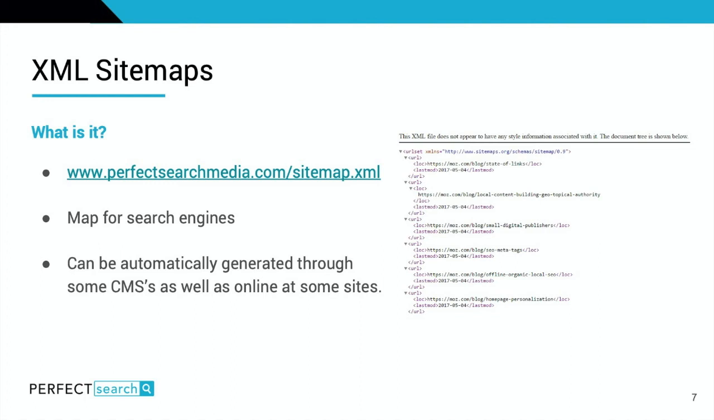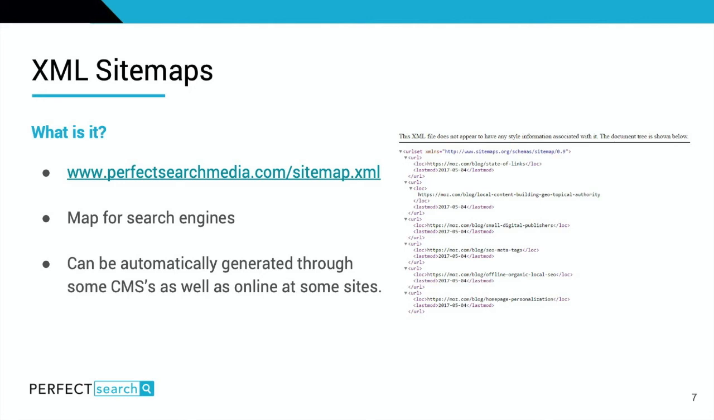So an XML sitemap is essentially a roadmap of your website that leads search engines like Google and Bing to all of your important pages. They're really great for SEO as they allow search engines to quickly find your most essential website pages and make sure that everything that's important is being crawled.